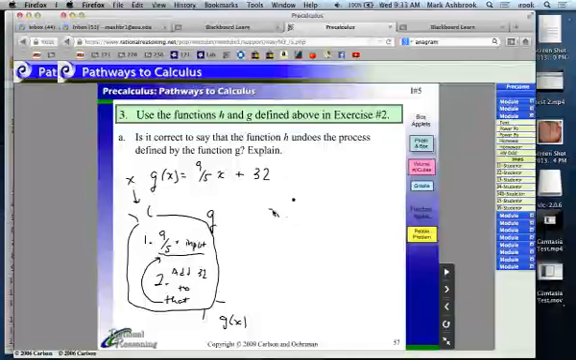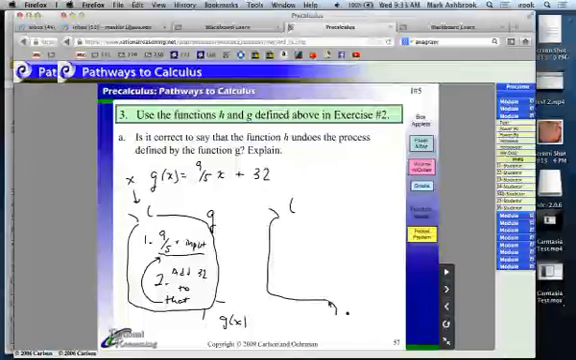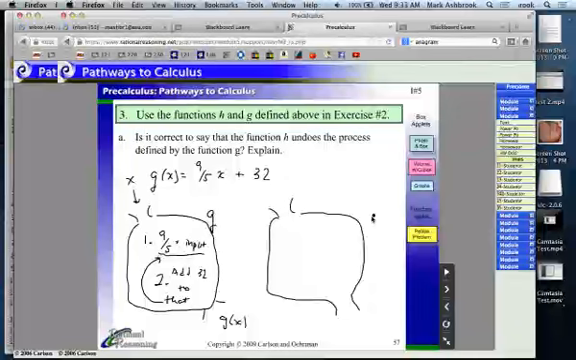Okay, so looking at those steps, now we want to build the G inverse machine. 2x plus 9 becomes the input into F. And what does F say to do to the input? Okay, so this is G inverse. We're also going to call it x, but it's a different input now, right?